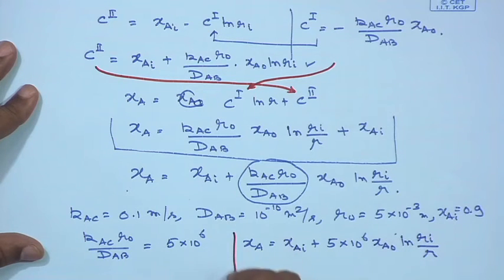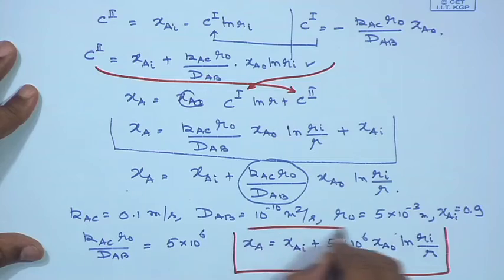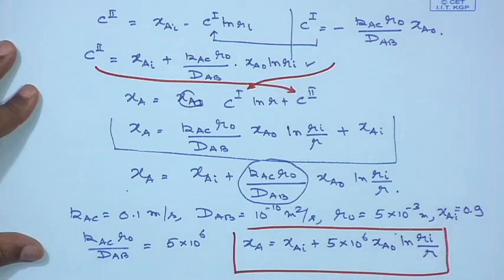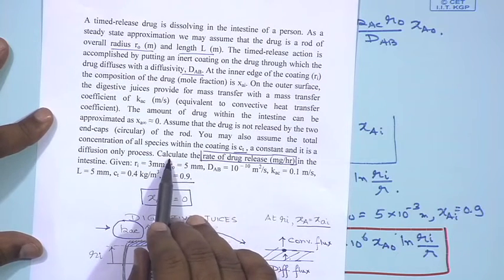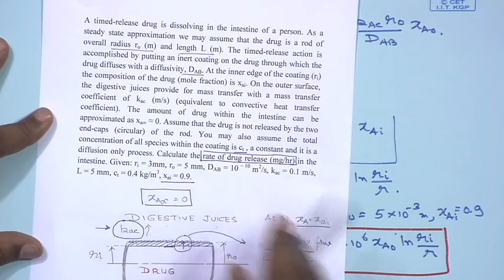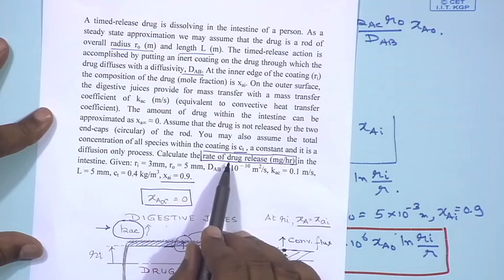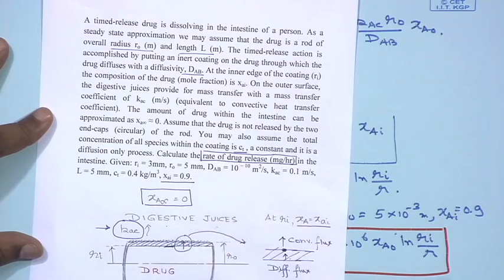So, now I have the first part of the problem, which asks that we need to calculate the rate of drug release. So, the first thing that I should do is find out what is the concentration distribution.